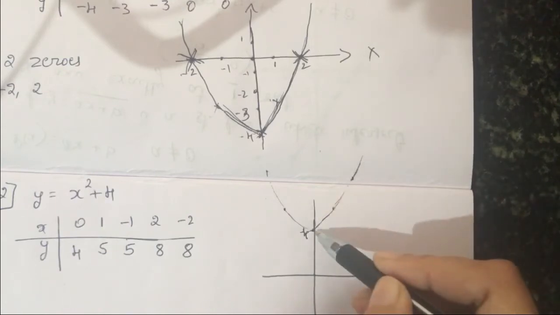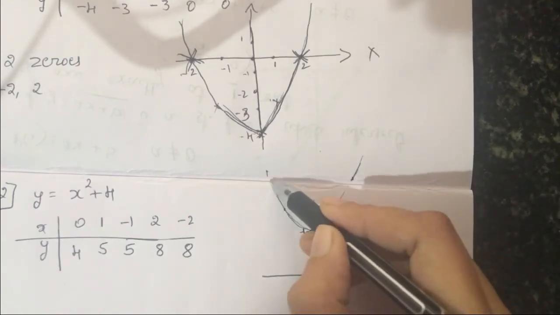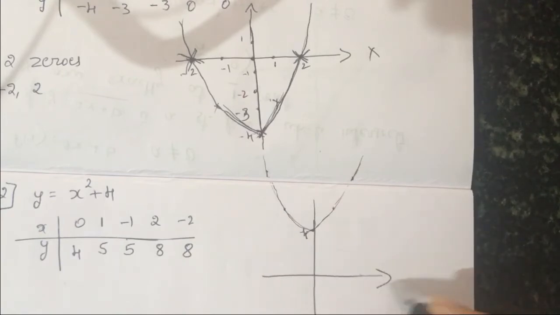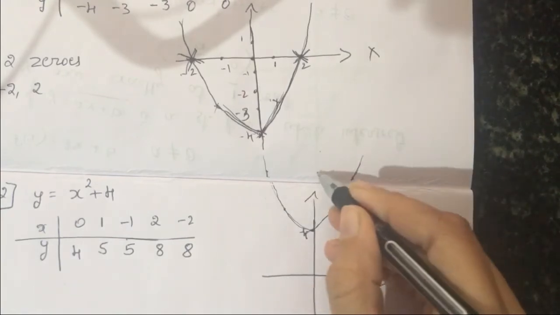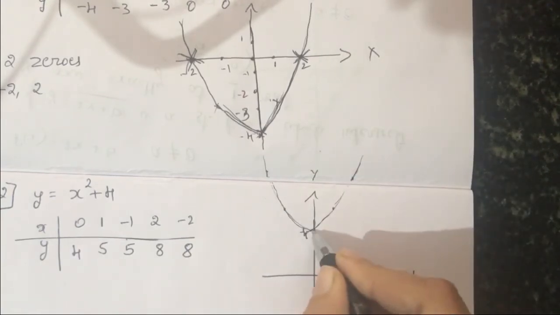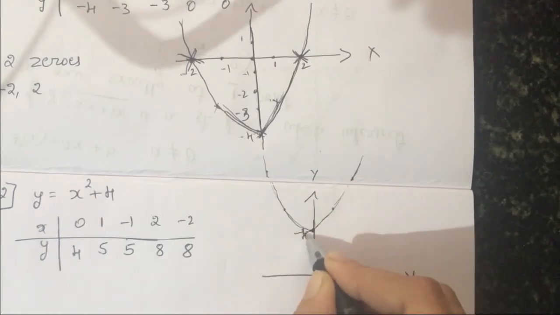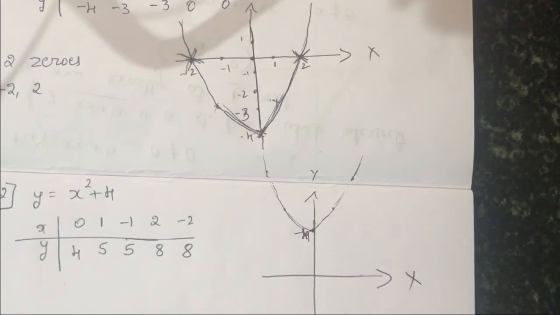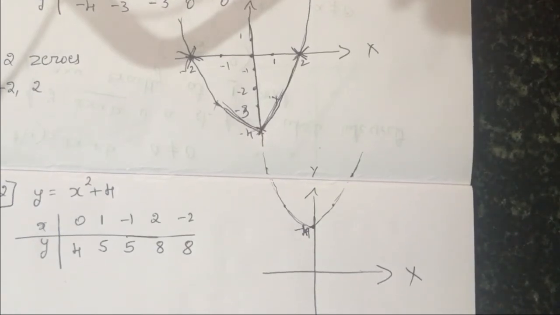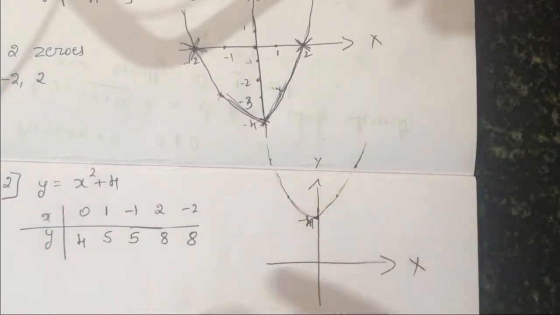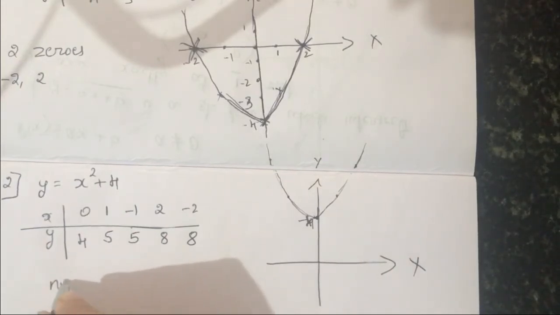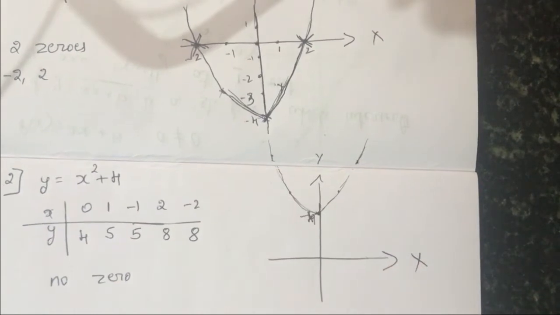It will never touch the x-axis and it will never intersect the x-axis. The x-axis is here, right? When x is 0, the y value is 4, but y is never becoming 0. Therefore, in this case, you can say it has got no zeros. You can check it out.